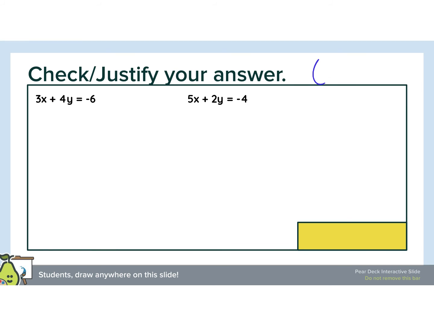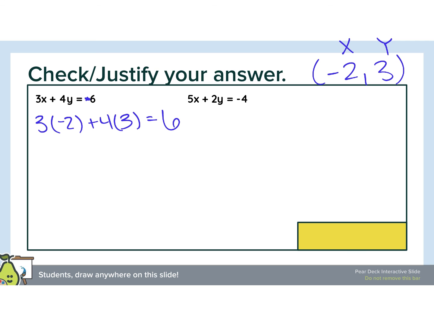Okay, so we're checking our answer. We think it's negative 2, 3. Remember, this is your x and this is your y. So let's do the setup. Parentheses instead of variables. And that should be a positive 6. Sorry, your slide is correct. So instead of x, negative 2. Instead of y, positive 3. We get negative 6 plus 12, which is 6.